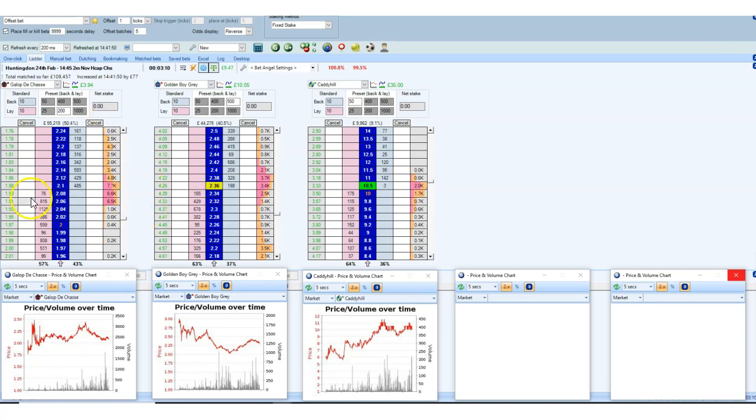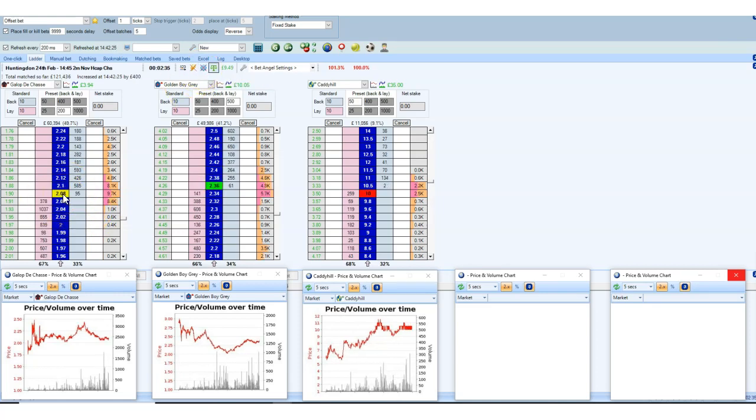But it certainly does look like the horses are now settling in. You can see the favorite is now stuck on the 2.08. Caddy Hill is just still on the 10 mark, 10.5 and 10. And the Golden Boy in the middle there is just settling in around the 2.36 mark. And so, yeah, I'm just going to hang back here a little bit and see what I can look for.